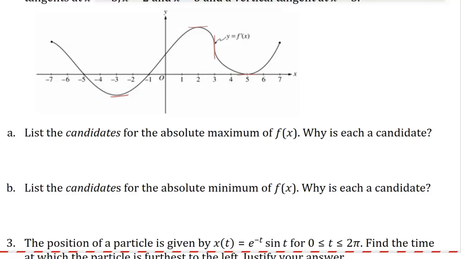So candidates for absolute max. Absolute max, we need to consider the endpoints. So -7 and 7, because they are endpoints.